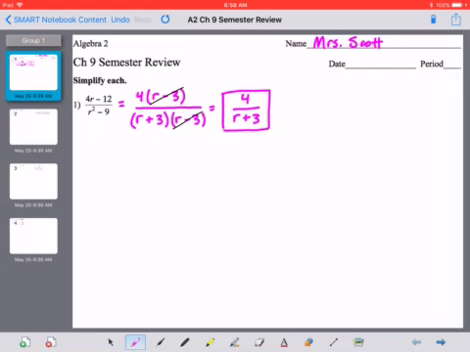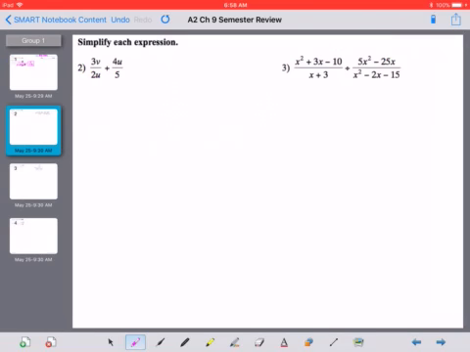Okay, now let's look at an example where we have to do some adding. And in number 2, the tough part here is that we don't have a common denominator. Well, we'll have to make one. The easiest way to do that is to just multiply each fraction by the other one's denominator. So I'm going to multiply this fraction by 2u, and I'm going to multiply the first fraction by 5. And then we'll just rewrite that.